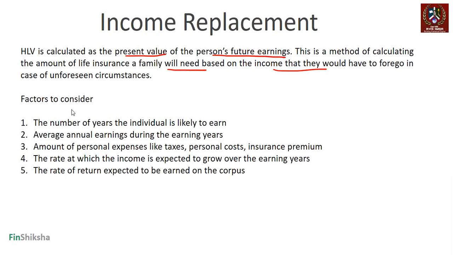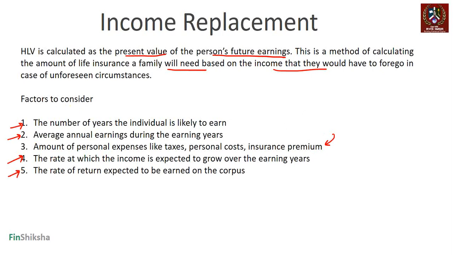So in this case, there are a lot of factors that you have to consider. You have to basically look at the average number of years that an individual is likely to earn. You have to look at average annual earnings during the earning years. You can look at some of the data points like taxes, personal cost, insurance premium, etc. You have to look at the rate at which the income is expected to grow over the earning years, and you have to look at the rate of return expected on the corpus.